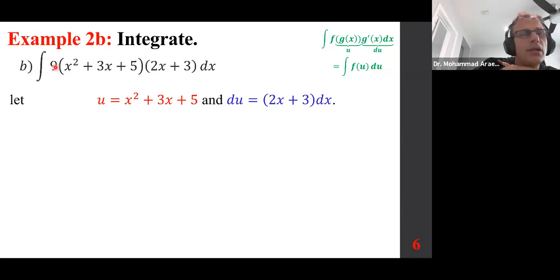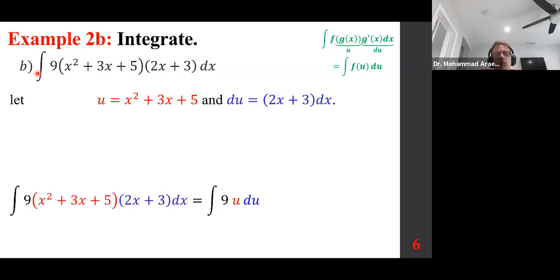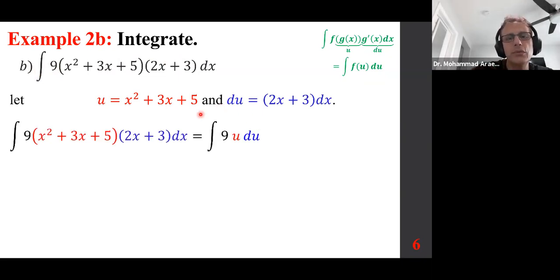So what happens to 9? You keep it inside or outside the integration sign, it makes no difference. It is a multiplier. Therefore, we have the new integral of 9u du. Power rule: 9/2 u squared plus a constant, where u is x squared plus 3x plus 5. And we are done.